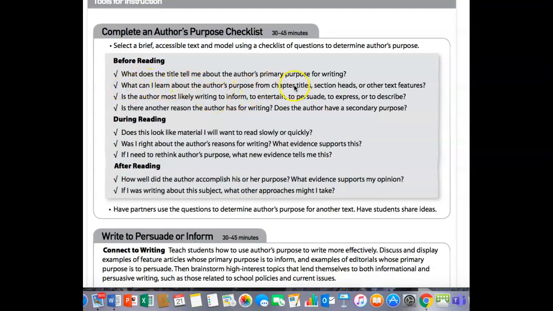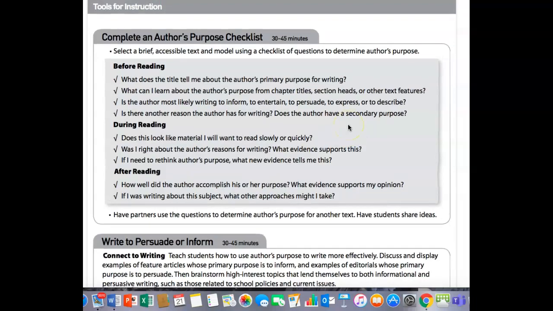You can open it and see if there's a table of contents that tells you the chapter titles. Then you can look through it and see if there are any bold-faced headings or subtitles, or any pictures with captions and things like that, to give you an idea of the author's purpose for writing. Is the author most likely writing to inform, to entertain, to persuade, or to describe? You write that down. And then, is there another reason the author has for writing? Does the author have a secondary purpose?